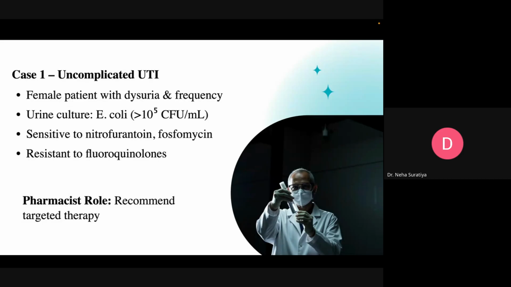Okay, so if E. coli is there and the colony forming unit is more than 10 raised to 5, that means it is not a contaminant case. And your antibiogram is suggesting it is sensitive to nitrofurantoin and phosphomycin, but resistant to the fluoroquinolones. So what will you choose here? Obviously, you will go with what the sensitive report is suggesting. Okay, so nothing to guess here, just to understand the flow.